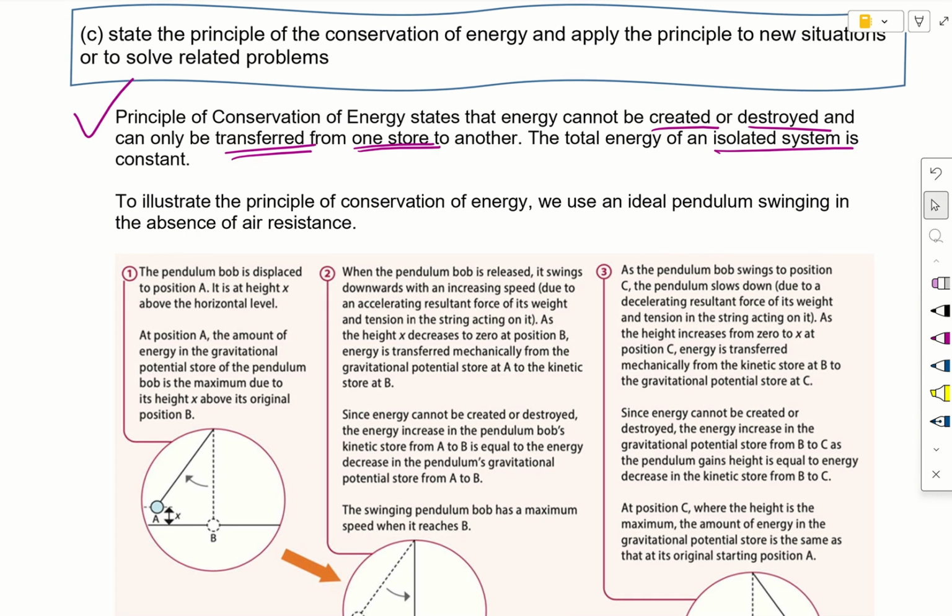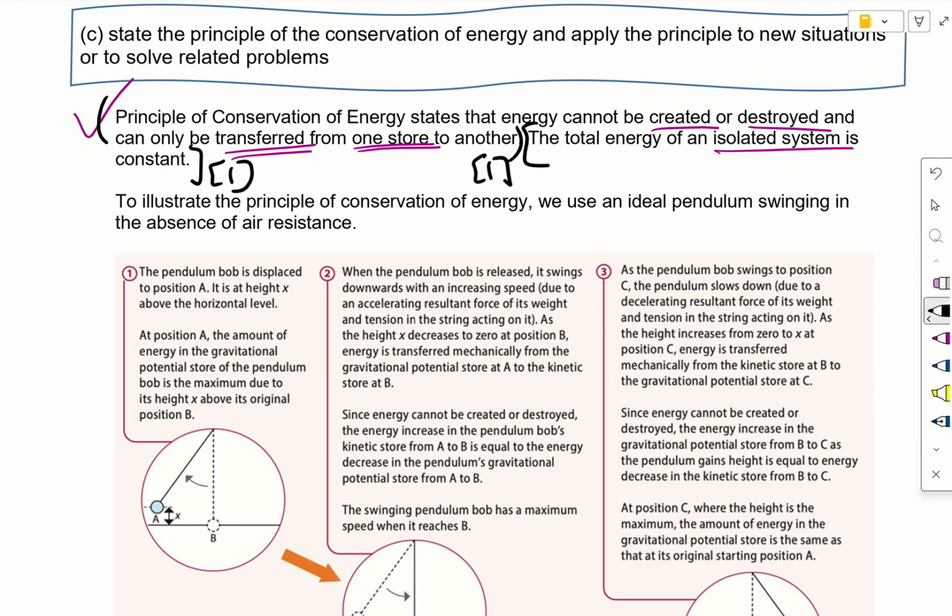Okay, so if this comes out in O level, when they ask you to state the principle of conservation of energy, it will usually be 2 marks. So this first bracket is the first mark, followed by the total energy of an isolated system. This statement is the second mark.